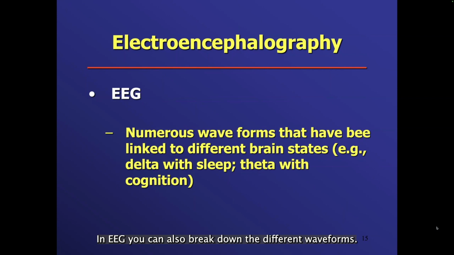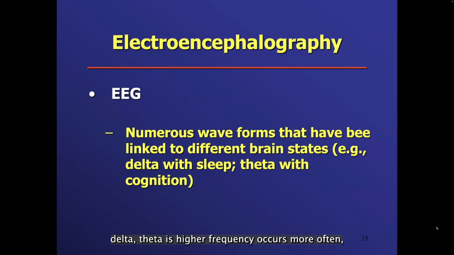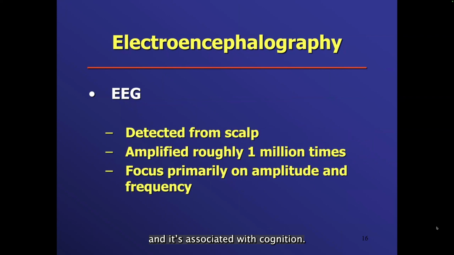In EEG, you can also break down the different waveforms. What you're looking at is the shape, or the magnitude, the height of that waveform, but also its frequency, how often you see it. For example, delta is a slow wave associated with sleep. Theta is a higher frequency, occurs more often, and is associated with cognition. All these signals are detected from the scalp. They're amplified roughly 1 million times in order to see them. And so you look at, again, the amplitude of the shape and how often you see that signal, the frequency.